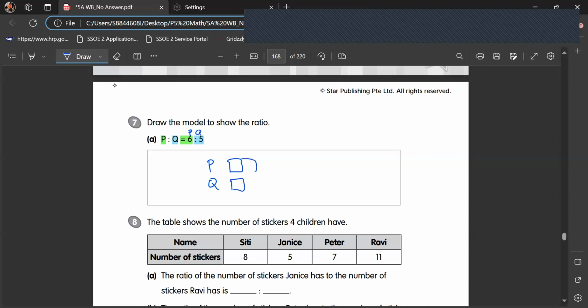1:1, 2:2, 3:3, 4:4, 5:5, and then P's got 1 unit more. So 6:5. 6 units is to 5 units. That is the drawing for 7. Then you look at the last question here.